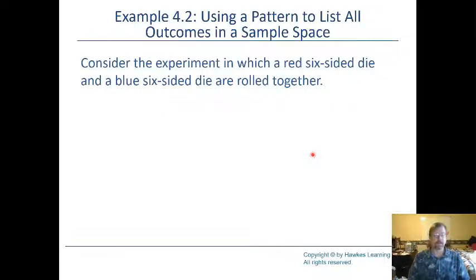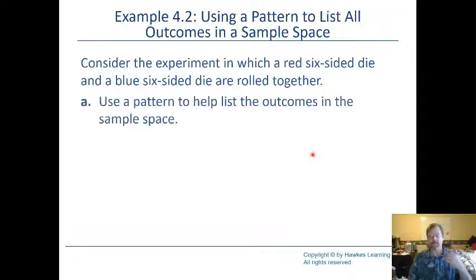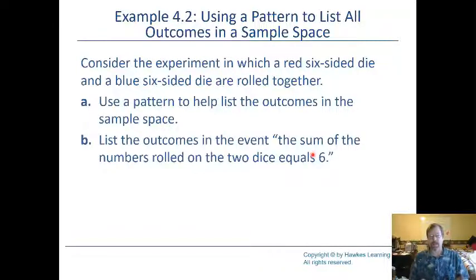All right, so let's imagine we had two different colored six-sided dice. If we wanted to list all of these, it's going to be easiest to come up with some sort of pattern to list the outcomes. So take a minute, come up with a pattern that you think will help list the outcomes, and go ahead and do that. And try to list all the outcomes. And then once you've done that, list the outcomes in the event where the sum of the numbers rolled on the two dice equals 6.